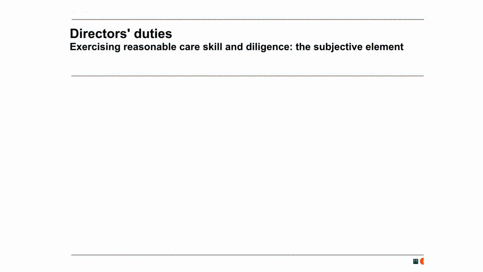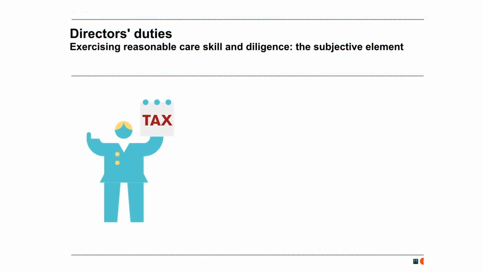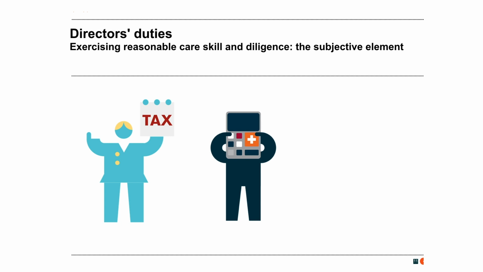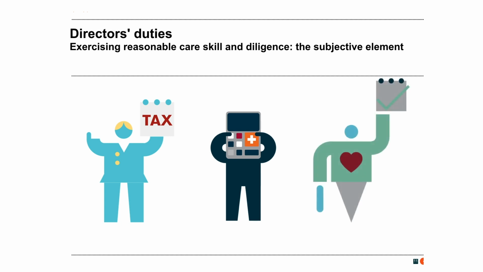The second part of the test is that a director must exercise the care, skill and diligence that could reasonably be expected of a person with the general knowledge, skill and experience that the director actually has. So looking at the person rather than the office. This is known as the subjective element. So if a director has a high level of knowledge in a particular area or a particular skill set, he will be expected to use that knowledge and exercise those skills in relation to the company.